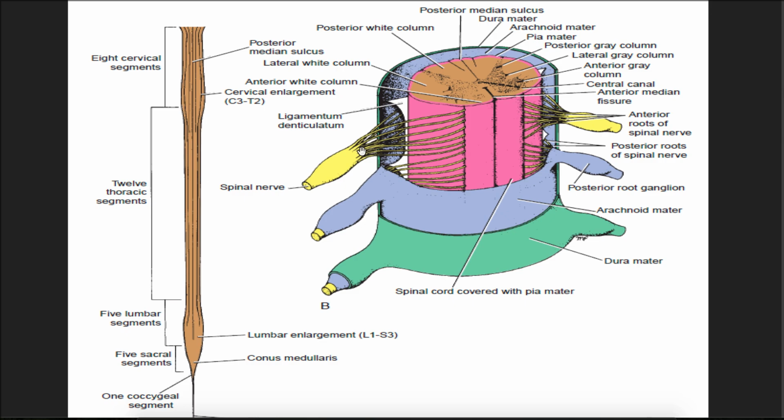I showed you this picture yesterday as well, but just to go through it quickly, this is the dura mater, this is the arachnoid, and this is the pia mater. This is the transverse section of the spinal cord showing the H-shaped gray matter, and this is the white matter surrounding it. Now, these yellow lines that you see, they are actually the anterior and posterior roots of the spinal nerve.